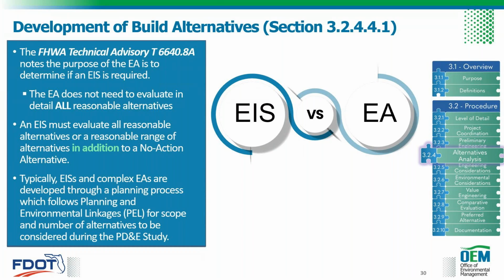Typically, EISs and complex EAs are developed through a planning process, which we all know of, PEL, Planning and Environmental Linkages, for scope and number of alternatives to be considered in your PD&E study. So you would continue on with those that are identified in the PEL.